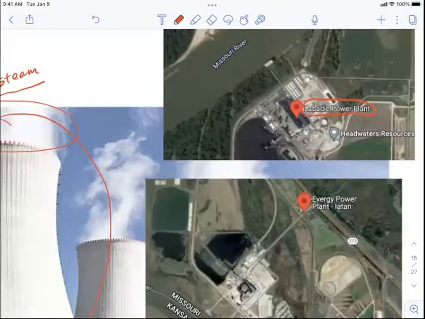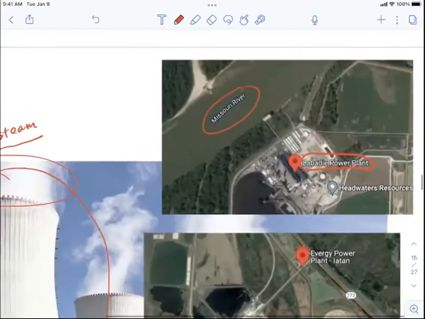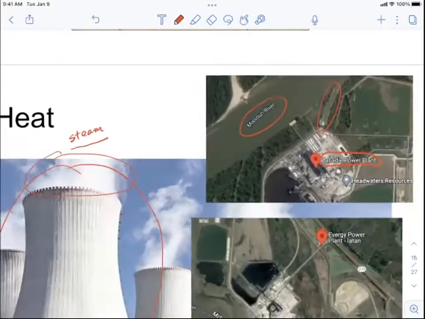This is just west of St. Louis, right? So you can see that it actually takes the water from the Missouri River, and you have, let's say, the sewage or dump of this water after the heat exchange in the tower here.